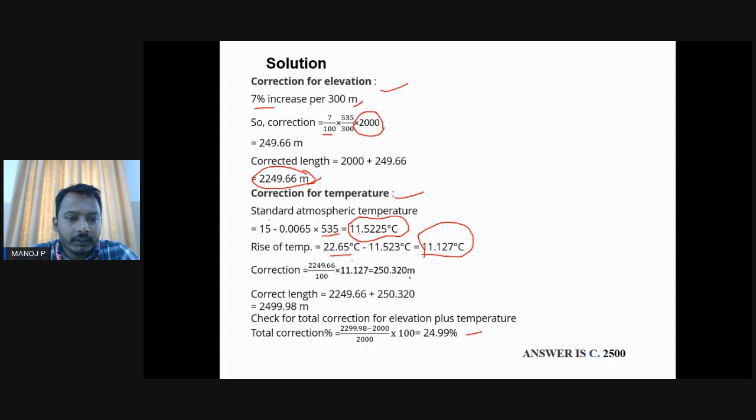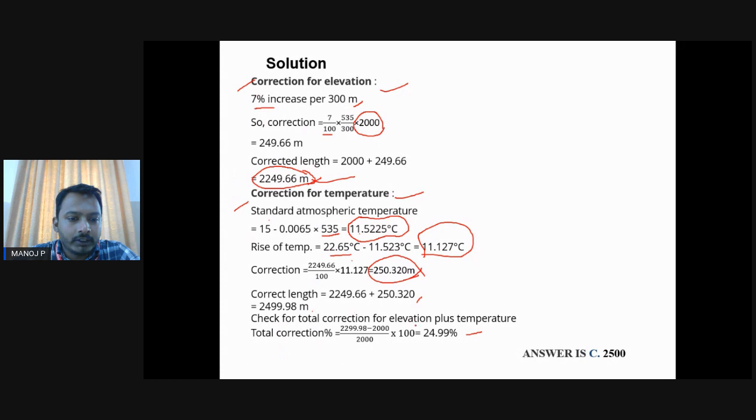So you will get the correction as 250.320 meter. You are supposed to add this 250.32 meter to the corrected length you got from elevation. So 2249.66 plus 250.320, you get 2499.98. This is the total corrected length after doing correction for elevation and temperature.